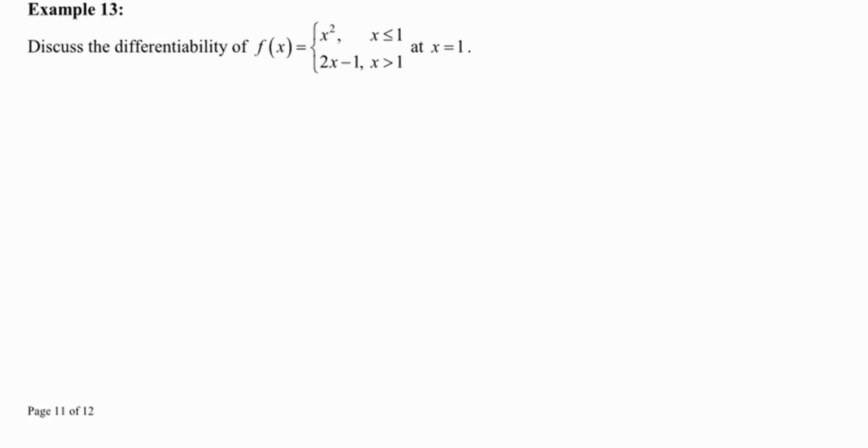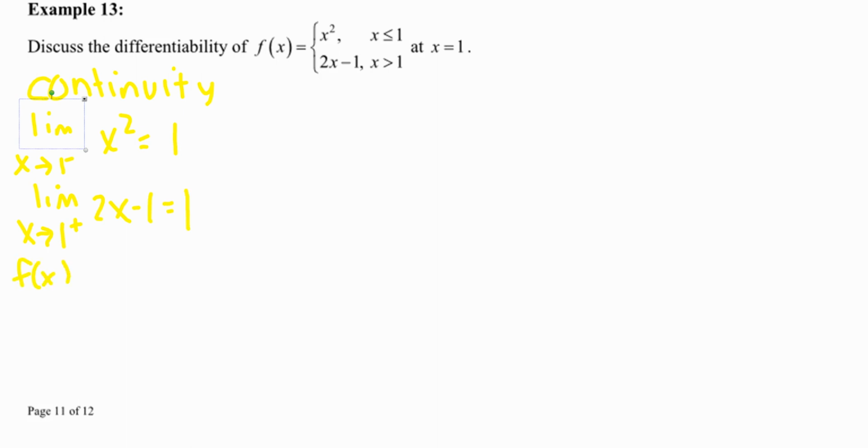We're going to first check the continuity. So we have the limit as x approaches 1 from the left. So that would be x squared. Plug in 1, we get 1. What's the limit as x approaches 1 from the right? 2x minus 1. 2 minus 1 is 1. So f of x is continuous at x equals 1. That doesn't mean that it is differentiable. It means it has the potential to be. If we had found that this was not continuous, then we could assume right away it's not differentiable.